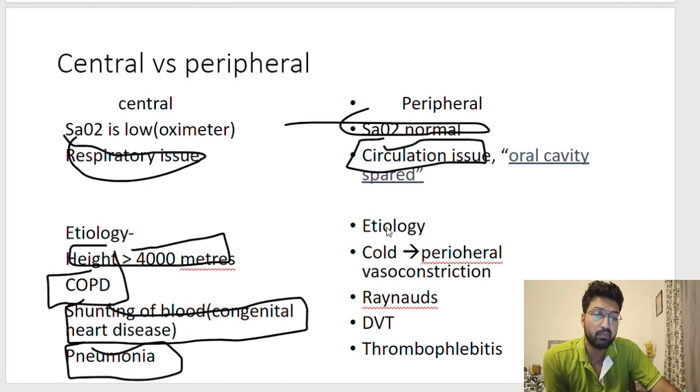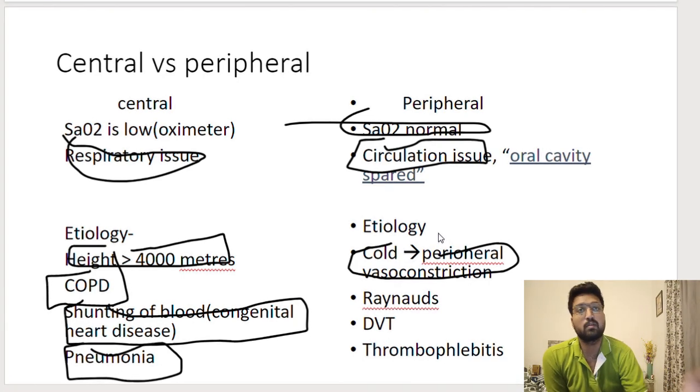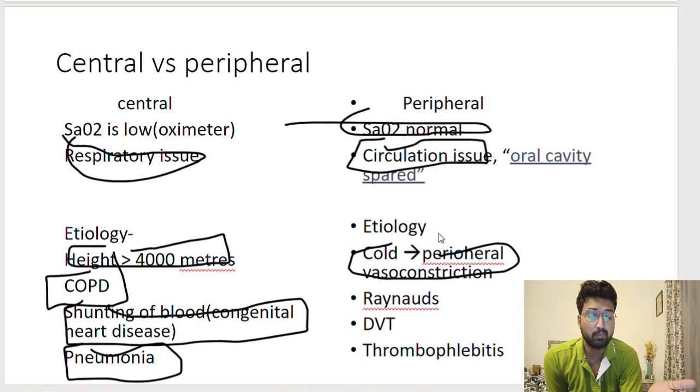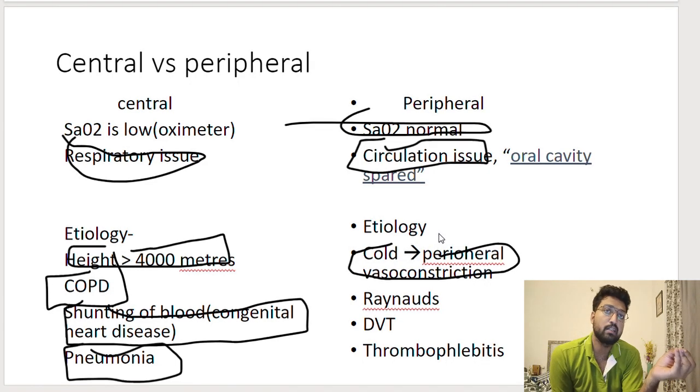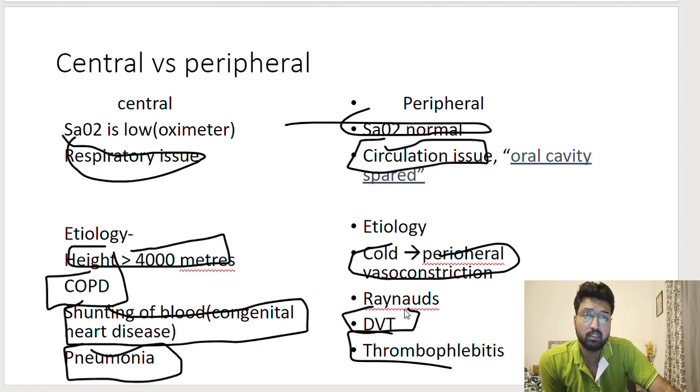If we talk about peripheral cyanosis, in the cold, normally you will see our hands sometimes get blue. That is because of peripheral vasoconstriction in response to cold. Besides that, thrombophlebitis means veins are getting blocked. DVT is very commonly seen.